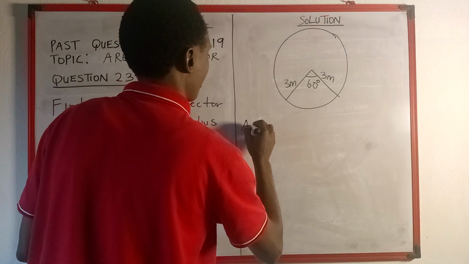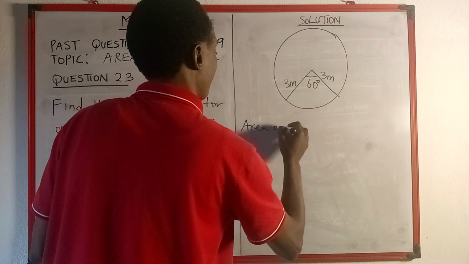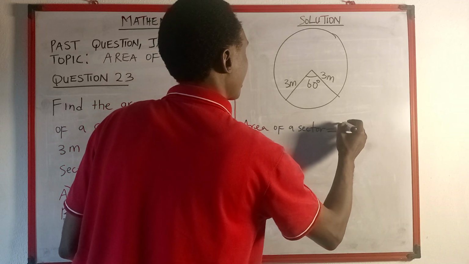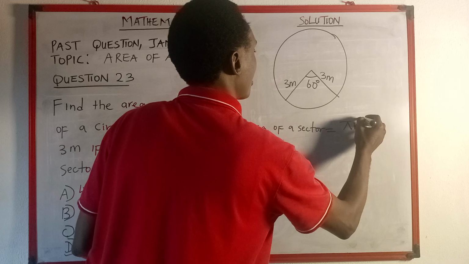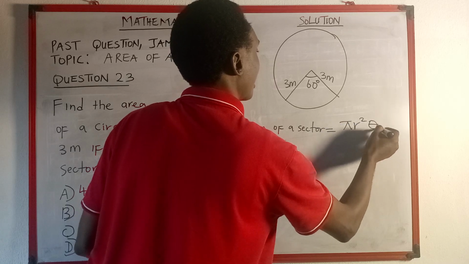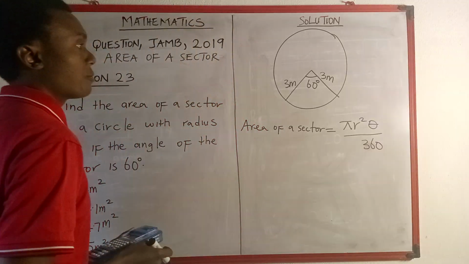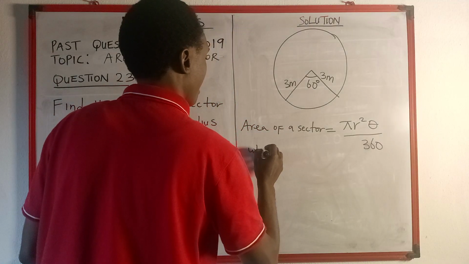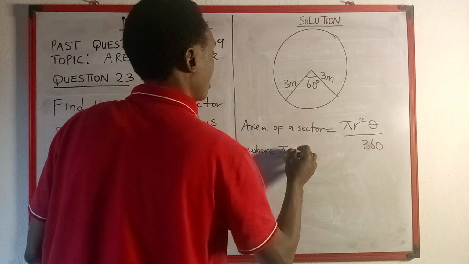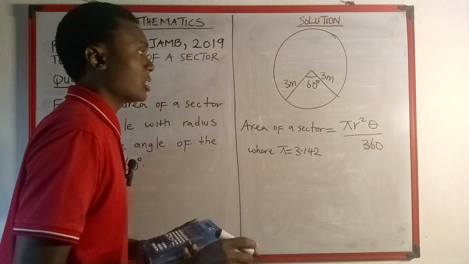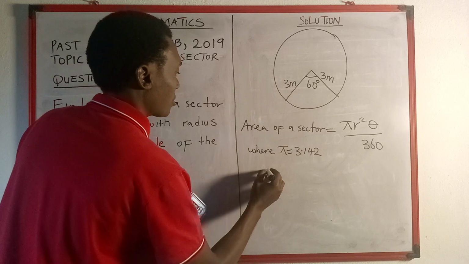So the area of a sector is given as pi r squared theta over 360. Where pi is 3.142, a constant. Okay, so now let's substitute inside here.